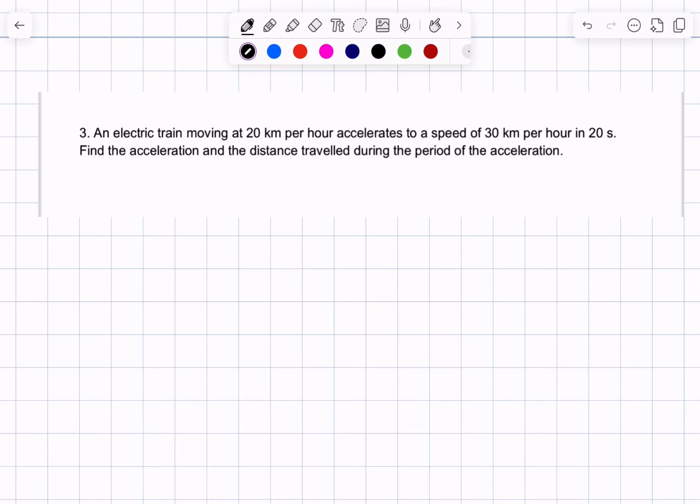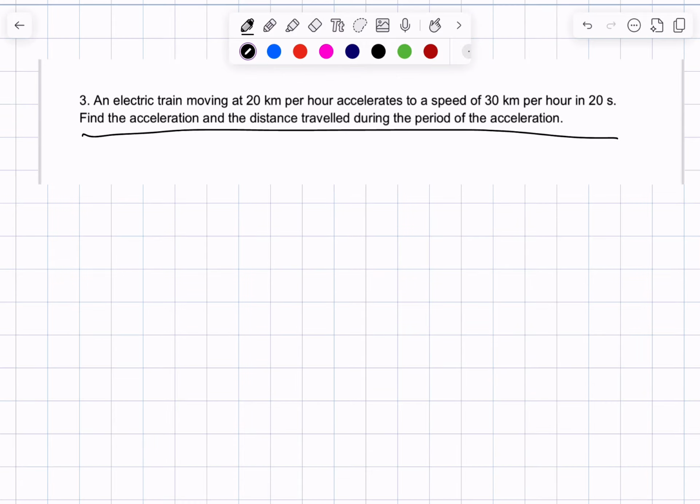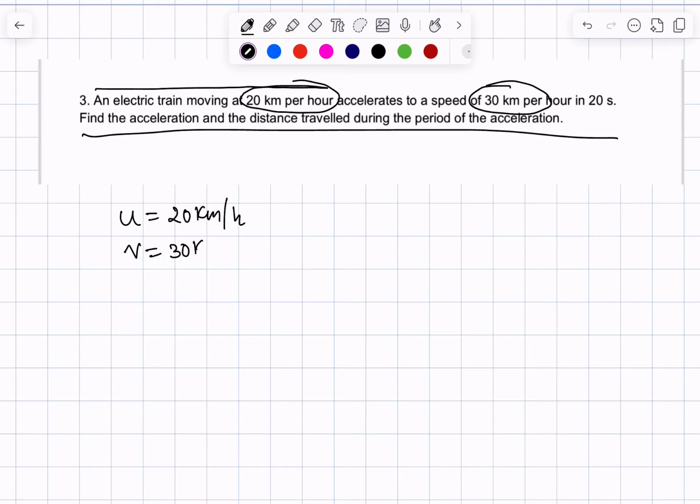So they have told that an electric train is moving at 20 km per hour, accelerates to a speed of 30 km per hour in 20 seconds. Find the acceleration and distance traveled during the period of the acceleration. Okay, we need to find this thing. Very first thing, the initial velocity is given as 20 km per hour, and the final velocity is 30 km per hour in 20 seconds. Time is also given.